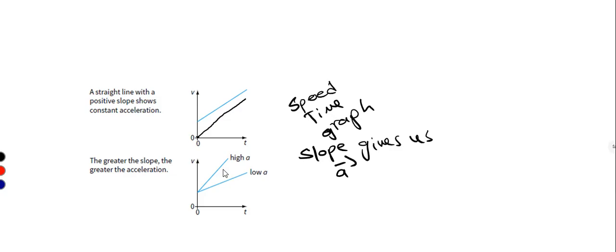So if we have different slopes for these lines, we will have different accelerations. If the slope is greater, then the acceleration will be greater; if the slope is lesser, then the acceleration will be lesser. In this case, acceleration is more because the slope is more. In this case, the slope is less, so acceleration is less. But you need to understand that in both cases, we have constant acceleration throughout the journey. The acceleration is the same.